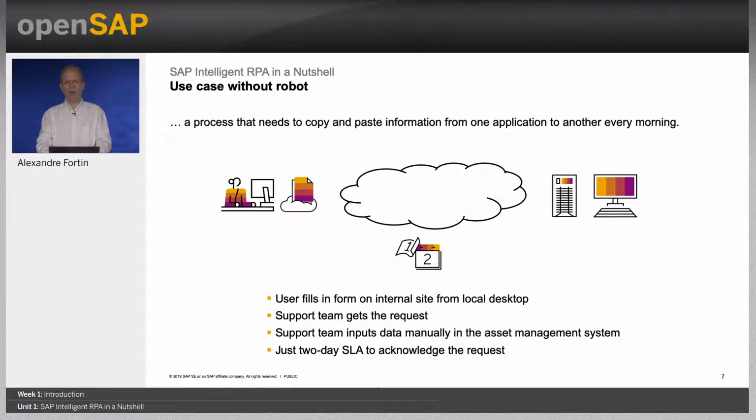The IT department would like to improve this. It created a simple form hosted in a simple web app. The user would need to fill the form, and that's it. However, the problem is still the same. There is no link between the web app and the asset management system. The user needs to copy and paste all the information between the two systems and for all incoming requests.